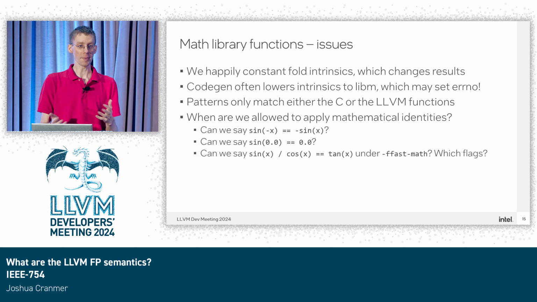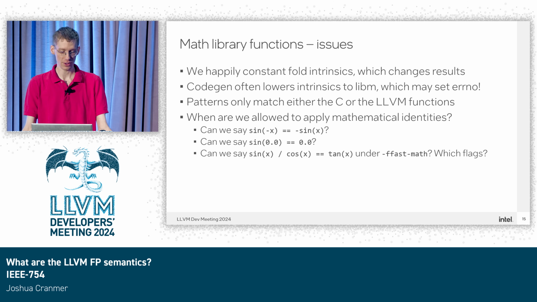But you also have the more complex expressions. When you have, say, sine of x over cosine of x, and you want to transform that to tangent of x because that's algebraically correct, what fast math flags do you need to do that? It actually turns out right now the answer is reassociation. How many of you expected that?